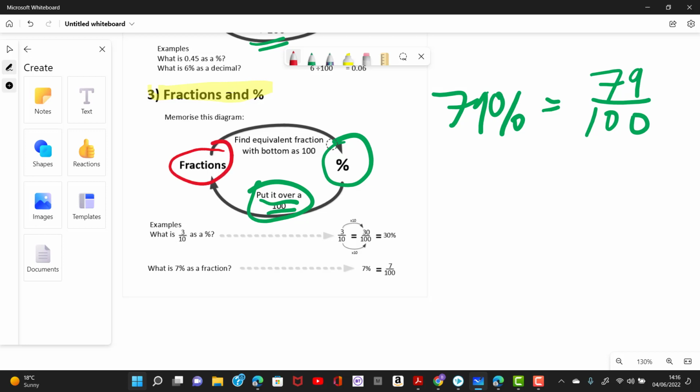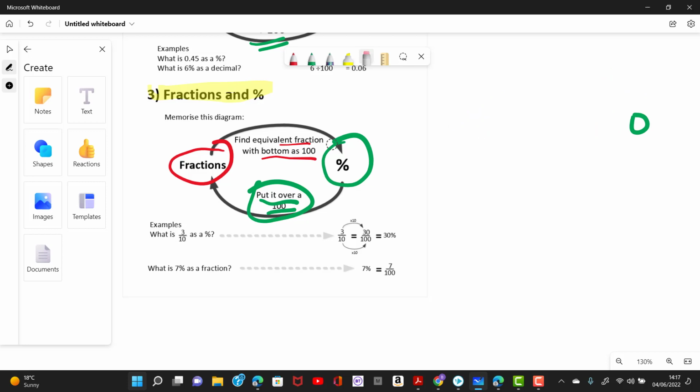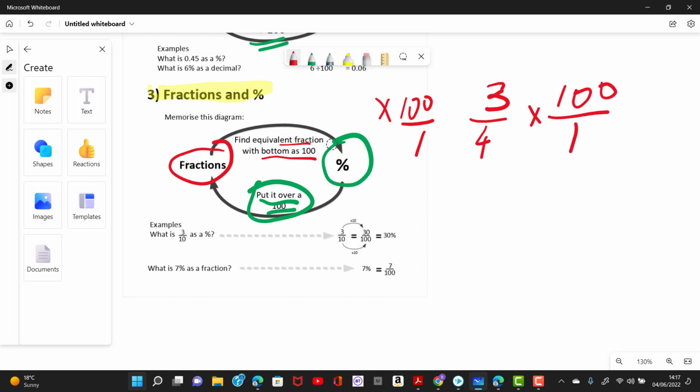But if you want to go from fractions to percentage, you've got to put its equivalent with a bottom of 100. Or I'm going to make a simpler one. All you got to do is times it by 100 over 1. So let's say you've got a fraction, 3/4, and you want to change that to a percentage, just times it by 100 over 1.